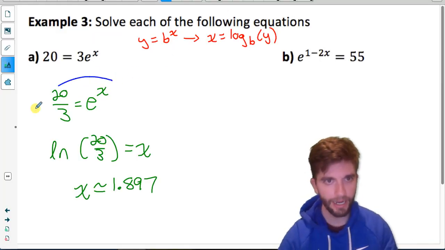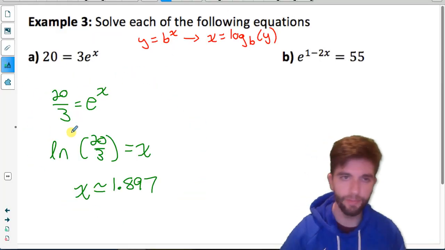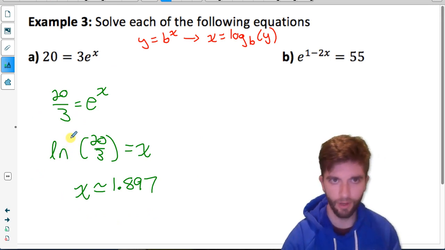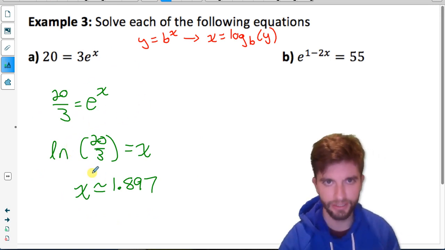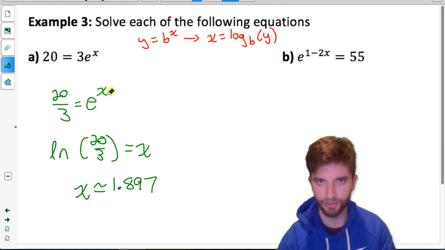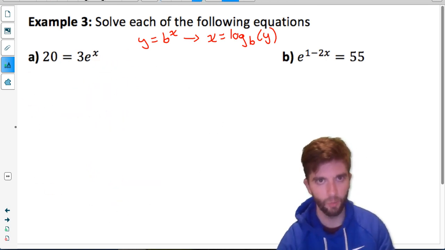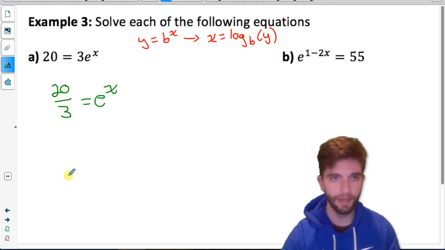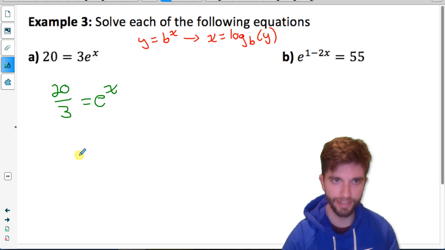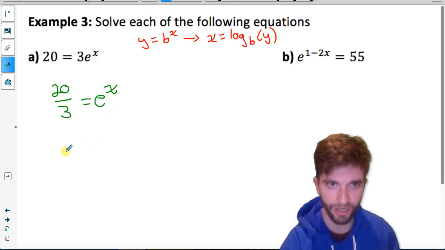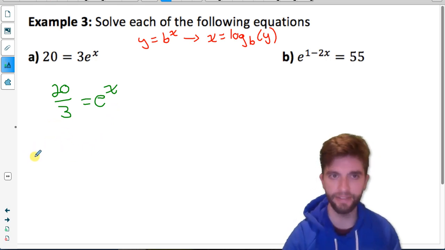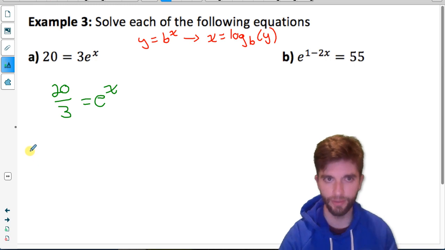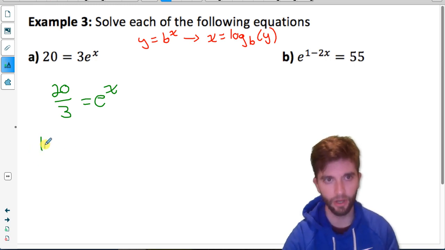Now this is the way I would do this question, but you may want to use the power rule of logs to bring the exponent down. Yes, we could do that. Let me just show you another way we could do this, but I like this method the best. We could have done the same first step, divide by 3. And at this point, to get the exponent down, we could take log of both sides, and we could take log base anything of both sides. And in this case, it would be most advantageous to do log base e of both sides. So that means ln of both sides.